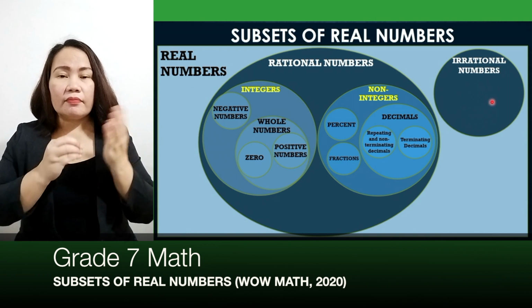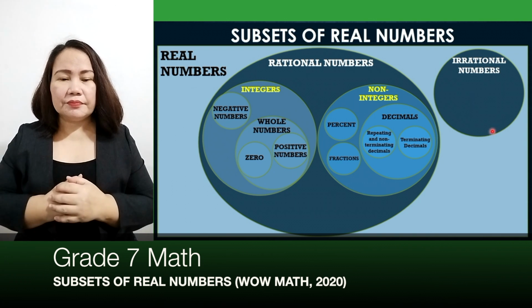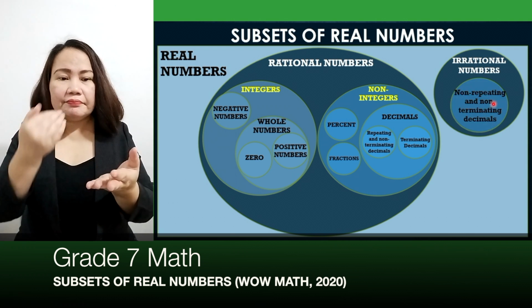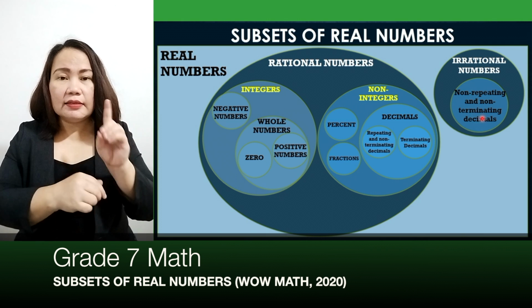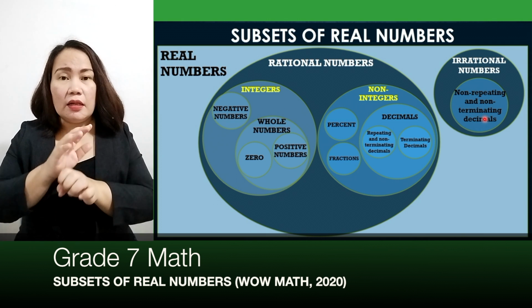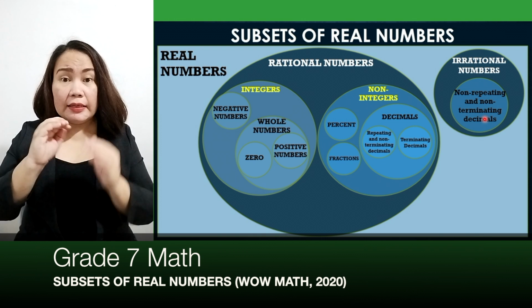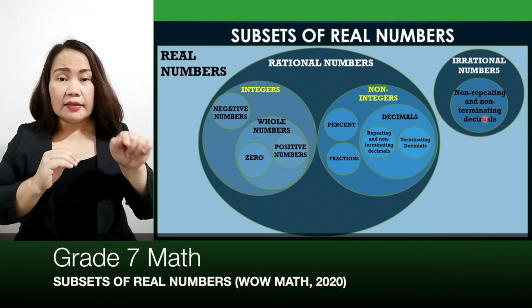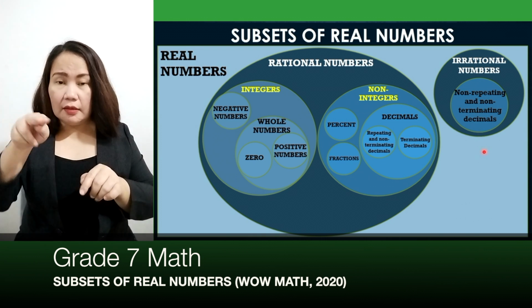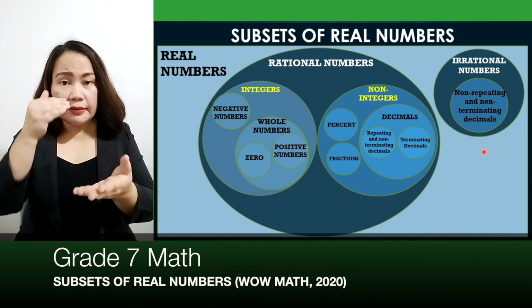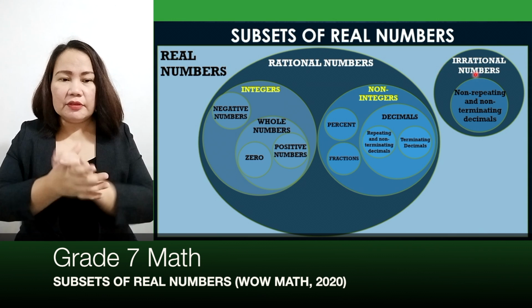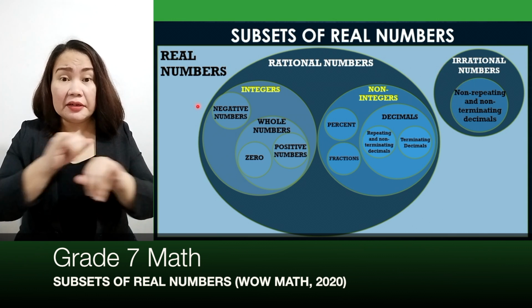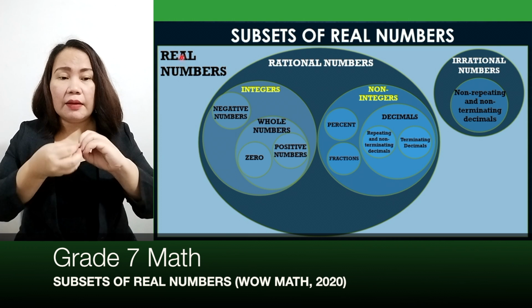Now, another subset of real numbers is the irrational number. So, dito papasok yung isang kind ng decimal which is the non-repeating and non-terminating decimals. So, kagaya ng example is yung pi. If you are familiar with pi, yung 3.14, dot, dot, dot. So, yun po ang isang example ng non-repeating and non-terminating decimals. That's why pi is under irrational numbers. Okay? So this is the family and the illustration of real numbers.